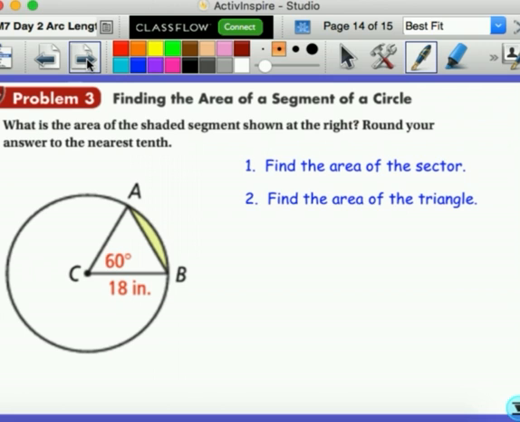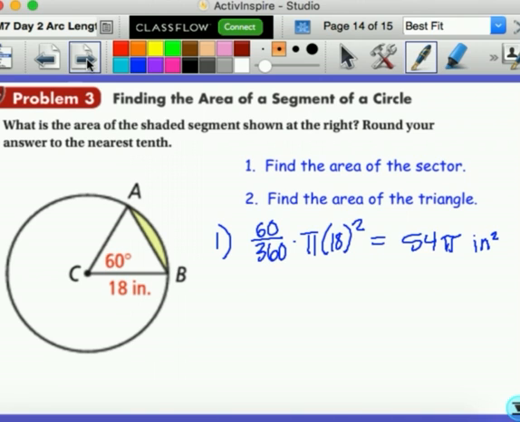So, taking a look here, we've got the area of the sector for step 1. We're going to find it by the measure out of 360 times pi r squared. I'm going to try to leave this in terms of pi until the very last possible second. So 60 out of 360 times 18 squared, that's 54 pi. And since this is area, that would be inches squared.